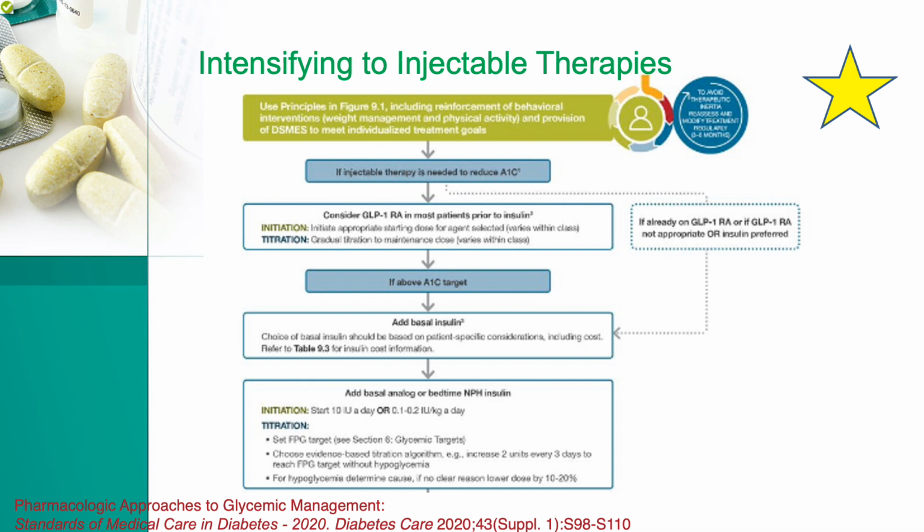In this figure, if the hemoglobin A1C is still above target despite dual or triple therapy, you should definitely consider a GLP-1 agonist in most patients prior to insulin initiation. But if you do need to begin insulin, basal insulin is usually started at 10 units a day, or you can calculate it to be 0.1 to 0.2 units per kilogram per day, and then you titrate it up. We actually prefer self-titration, and that would be increased 2 units every 3 days. If hypoglycemia occurs and there's no clear reason, then reduce the dose by 10 to 20%.